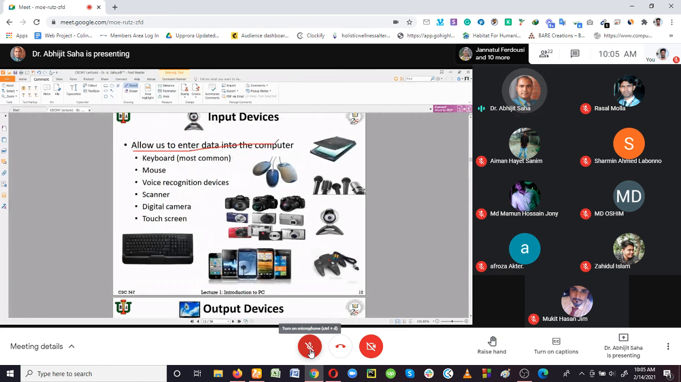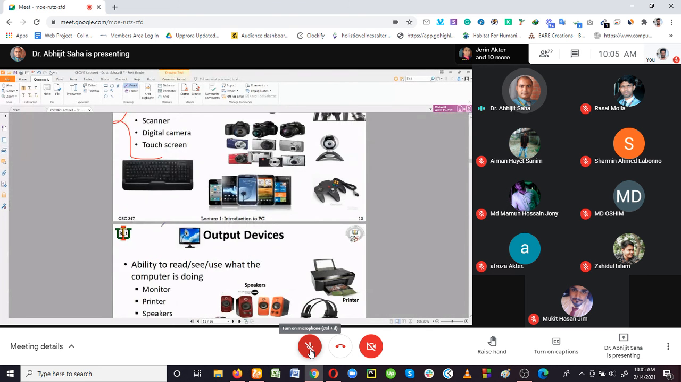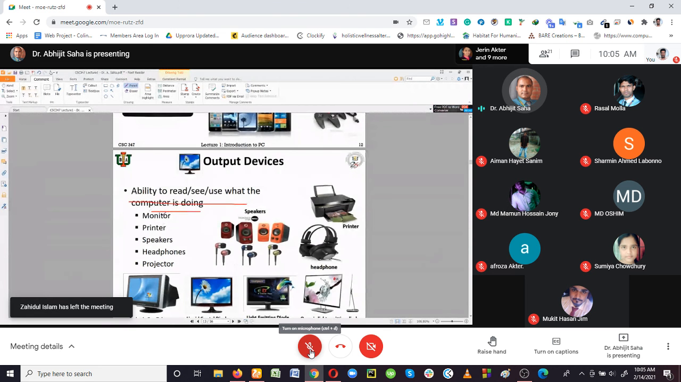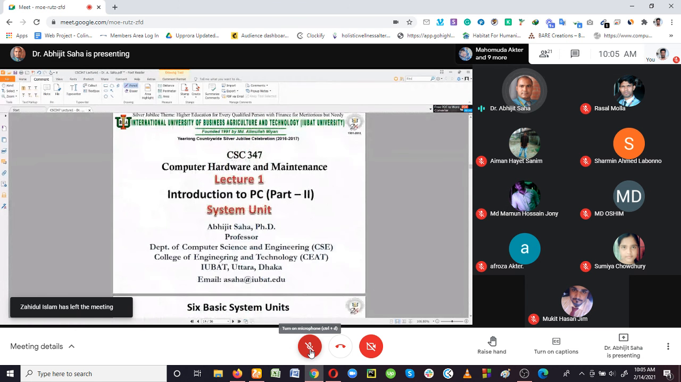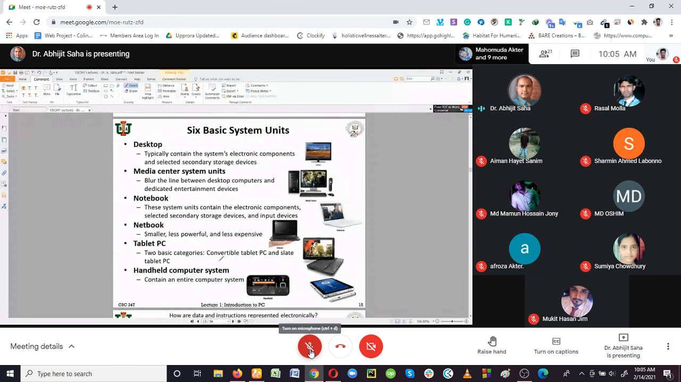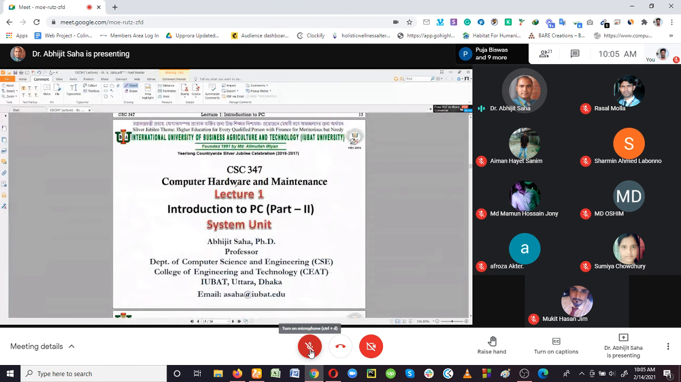Then here we have what are the input devices for, and the names of 5 input devices, and what is the output device, the names of 5 output devices. That is how the first part is done. Now it is the second part.